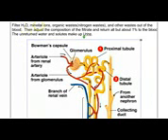It's going to filter out water, ions, organic waste, and other waste, and adjust the composition of the filtrate and return about 1% to the blood. The unreturned water and solute makes up urine.